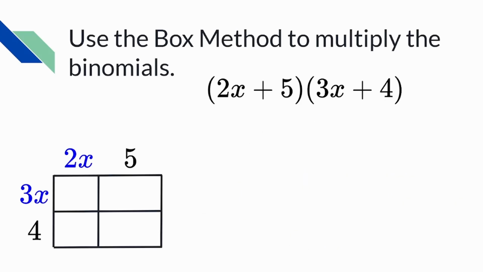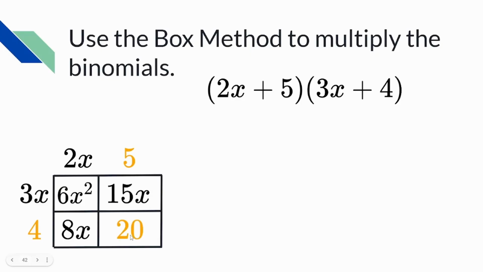Okay? So my first mini rectangle has length 2x and width 3x. So we multiply those together and we get 6x squared. All right, next, the top right mini rectangle, I have a length 5 and a width 3x. That product is 15x. Okay? For the bottom left mini rectangle, I have length 2x and width 4. So that product is 8x. Lastly, the bottom right mini rectangle is 4 times 5. That's the area there.